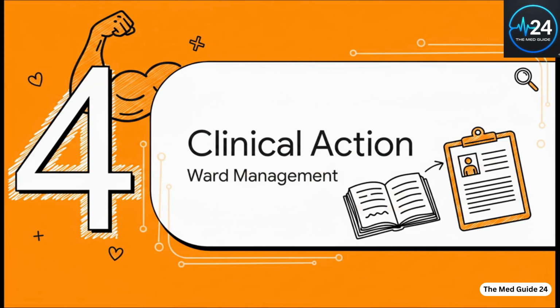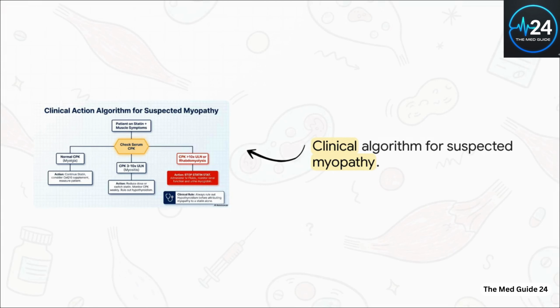Section 4, clinical action and algorithms. Ward management. Let's transition from just identifying baseline risks to actually taking definitive clinical action when your patient complains of muscle pain. This is where the textbook meets the patient chart. Follow the CPK levels strictly. Normal means you can continue the statin, but anything over 10 times the upper limit means you stop the statin stat, push IV fluids, and aggressively monitor renal function.